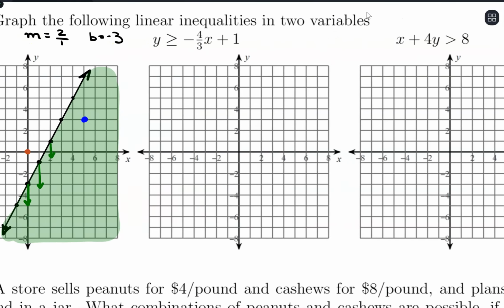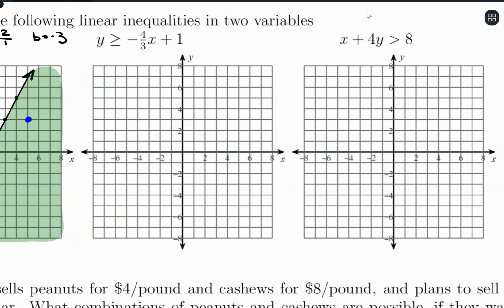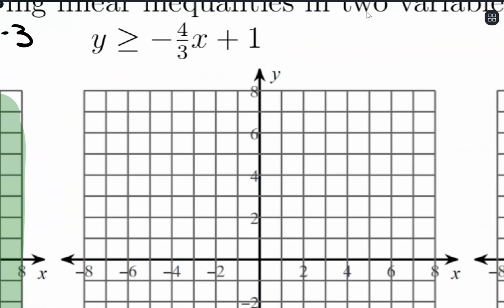All right, let's look at a few more examples here. y is more than or equal to negative 4/3 x plus 1. So my slope is negative 4/3. I'm just going to attach the negative to the 4 in the numerator. So in terms of directions, this is telling me to go down 4, right 3.